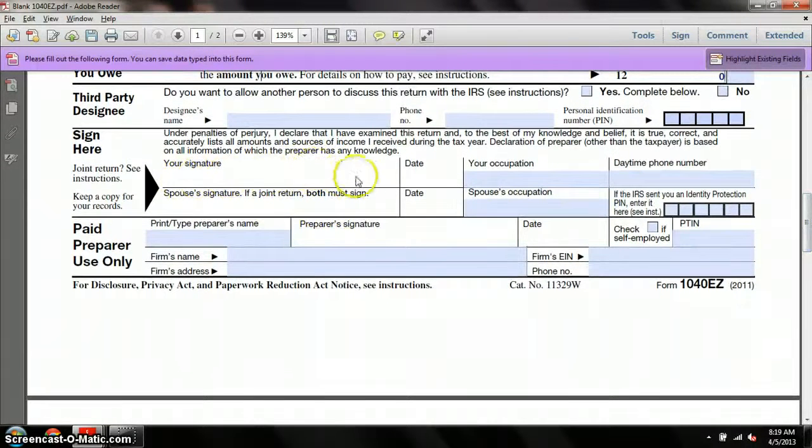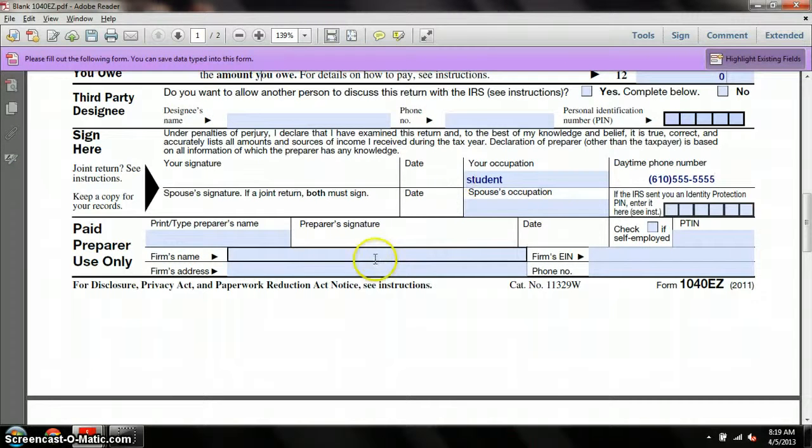Then we go about signing it here. You're going to sign it here, date it here. For the purposes of this class, you're going to list student as your occupation, and you can put your phone number down. You know, if you just want to put a random number down like that for right now, that's fine.